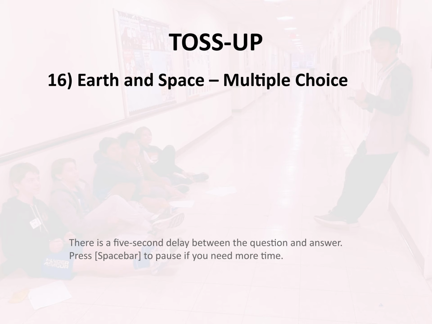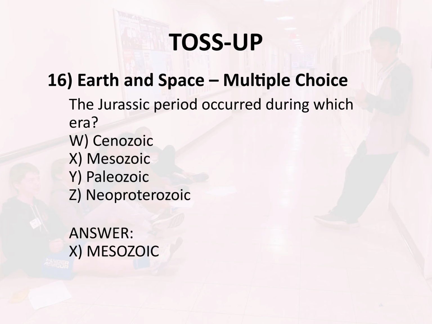Toss-up 16. Earth and space, multiple choice. The Jurassic period occurred during which era? W. Cenozoic. X. Mesozoic. Y. Paleozoic. Z. Neoproterozoic. Answer. X. Mesozoic.